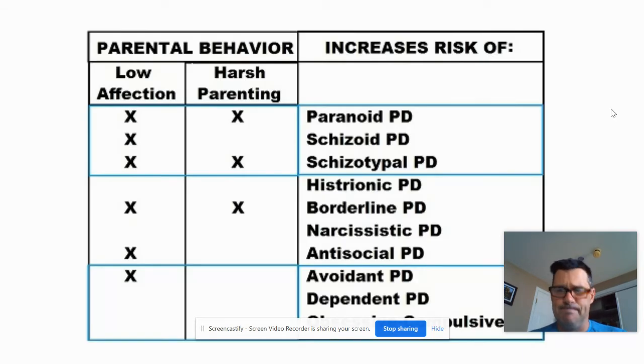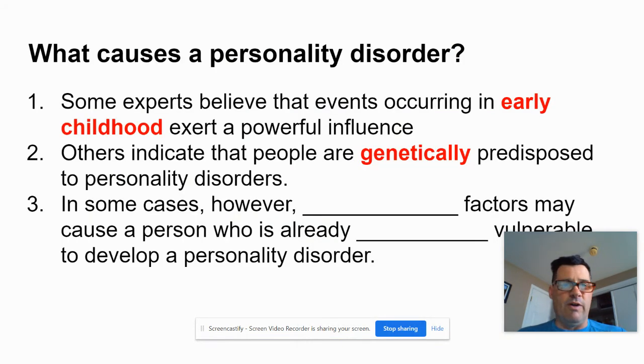Oh, here's the different diagnosis, by the way. Look at this. This is parental behavior, low affection, meaning that your parent shows you almost no affection, and then harsh parenting. You can see that on this, and then how it impacts it. And then there's a listing of all the different personality disorders. You can see that quite a few of them are impacted by parental behavior. So again, things that happen when you're a child can impact whether you end up with some sort of personality disorder. All right, sorry. Let's move on.